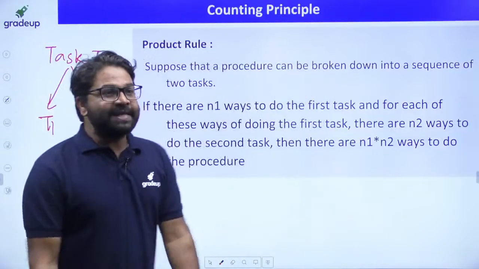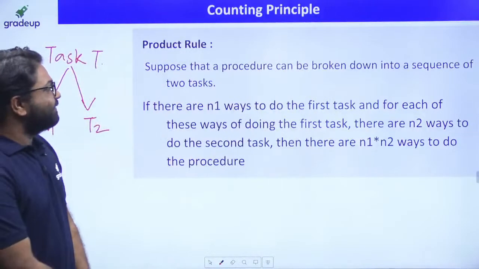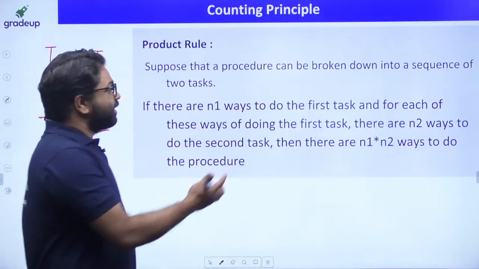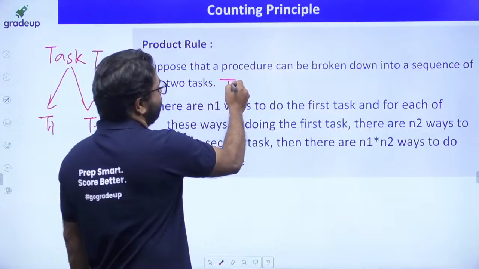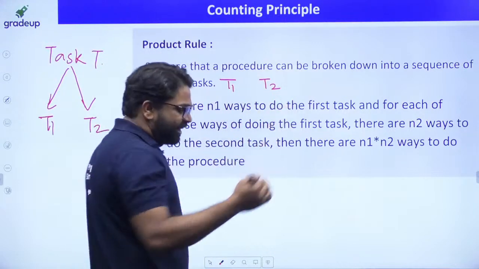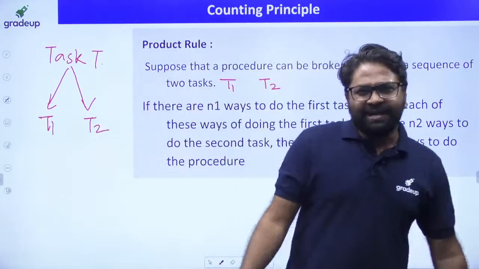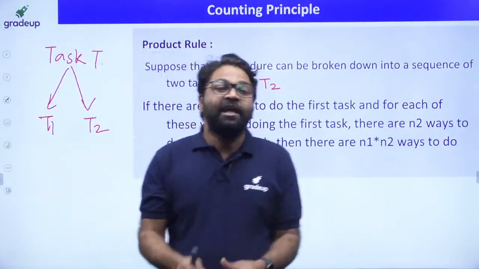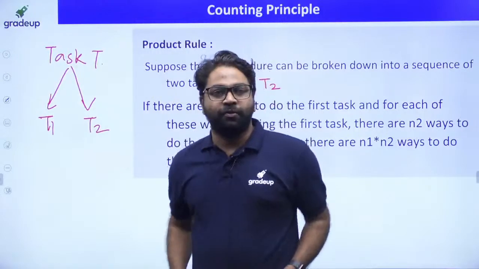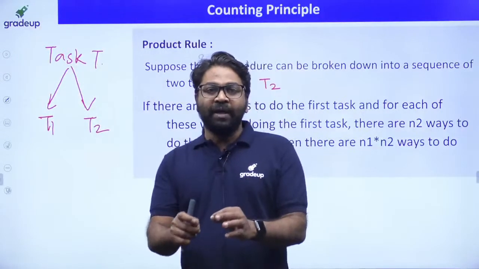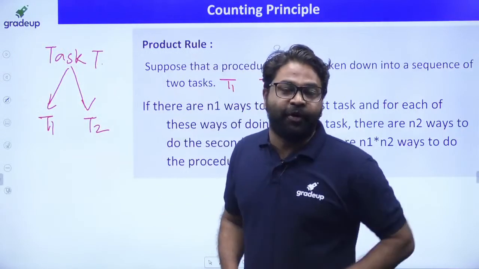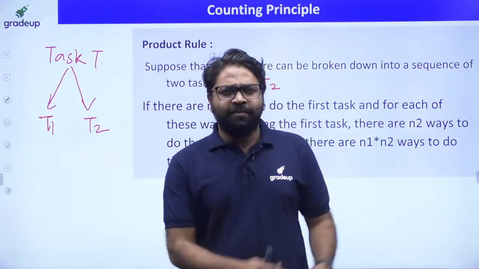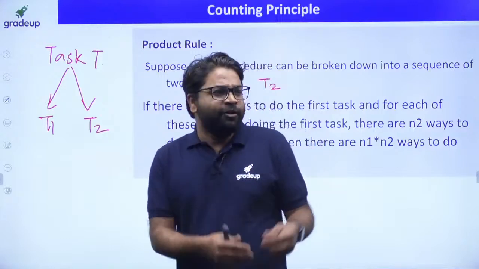If you try to understand this particular definition, what they are saying is that suppose there is a procedure that can be broken down into a sequence of 2 tasks. As I have already told you, let's consider T1 and T2. First try to understand the definition, and then I will give you an example, then you can easily understand what exactly the product rule is. It's a very simple and sweet definition of the product rule. So there is one task, to count something. Try to divide this into 2 parts.